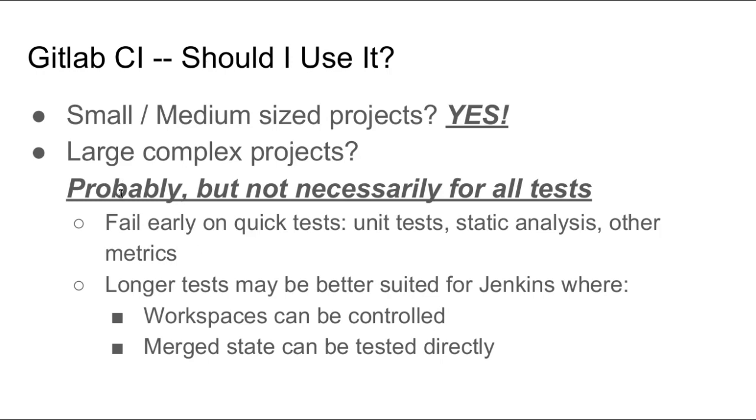So the bottom line is, if you have large complex projects, you probably still want to use GitLab CI, but you might not want to use it to test everything. I'm a huge fan of this concept of failing early and often on quick tests. So for example, let's say your full testing time takes 7 hours, but you have some quick unit tests that could run in less than a minute. Well, it'd be great to, in GitLab CI tied to your merge request, run those unit tests. If those things fail, you don't want that stuff coming in.